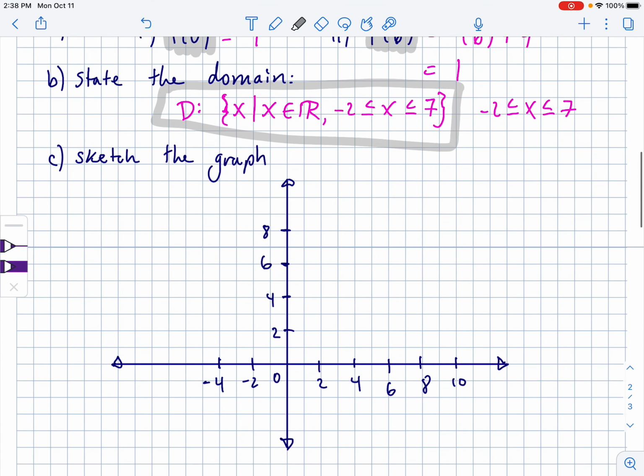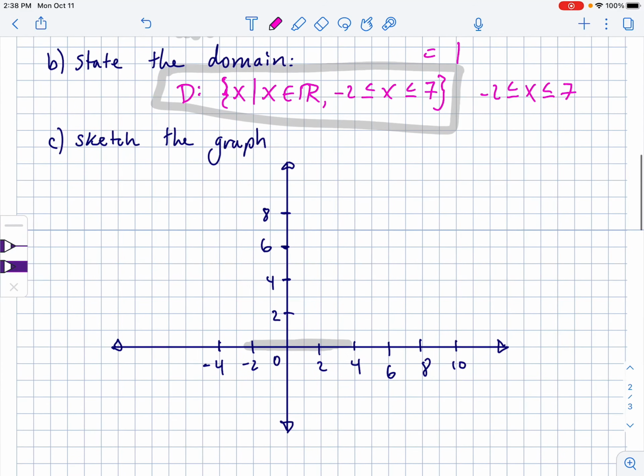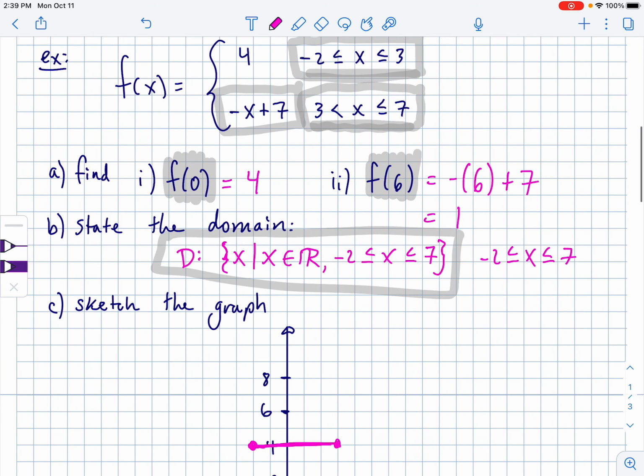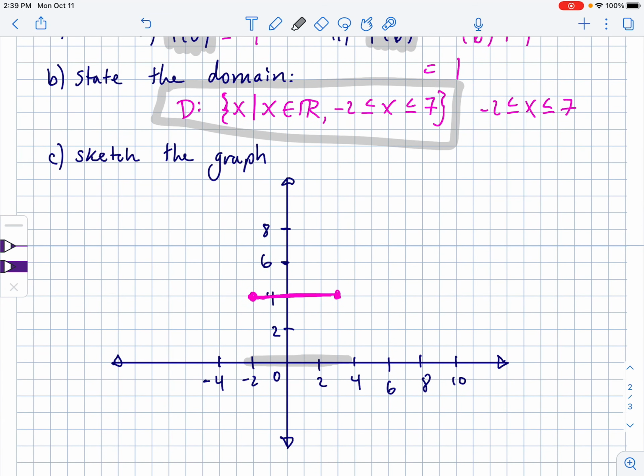Now, to sketch the graph. Well, between negative 2 and 3, it's just constantly at 4. So that means from negative 2 all the way up to 3 right here, it's just going to be at 4. So, let me see, does it include negative 2? It does. So, it starts at 4 and then continues at 4 all the way till 3. So, that's just a solid horizontal line that goes through 4.